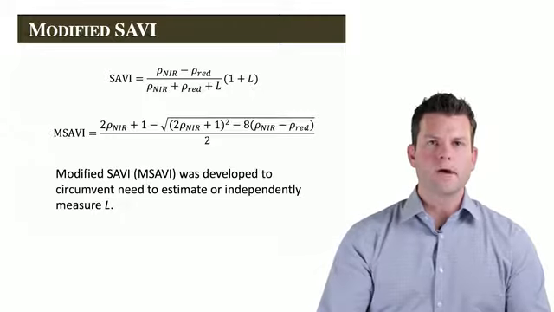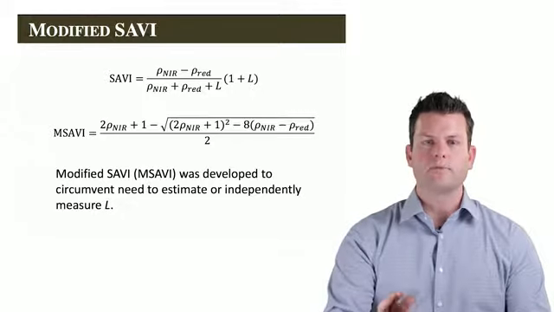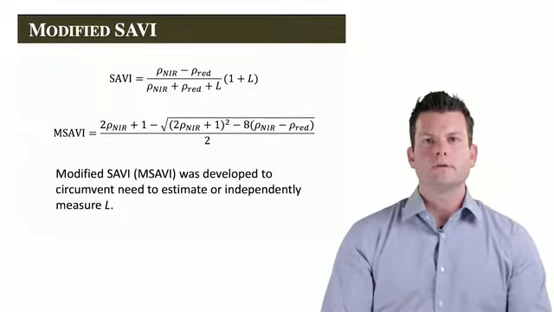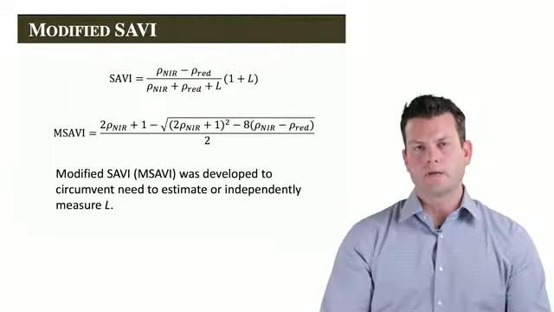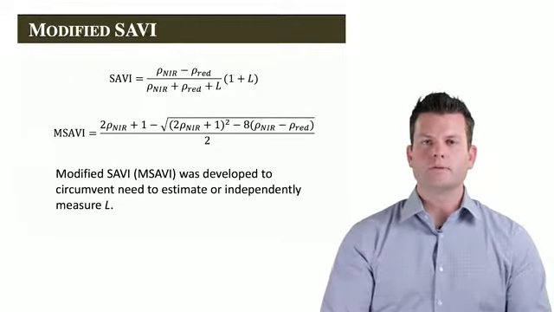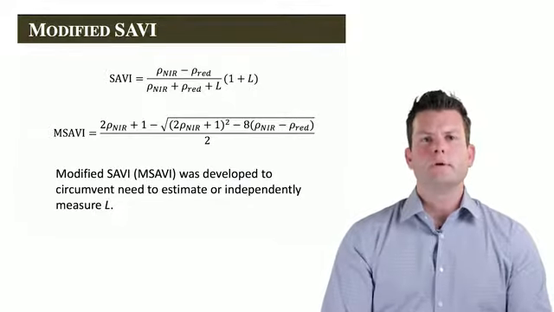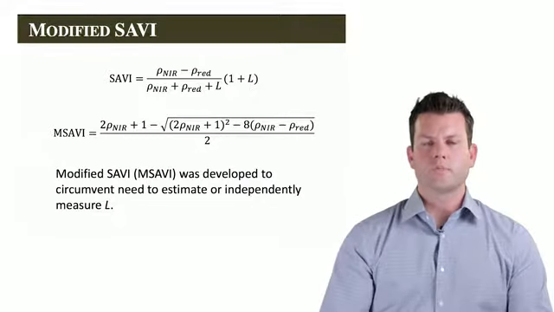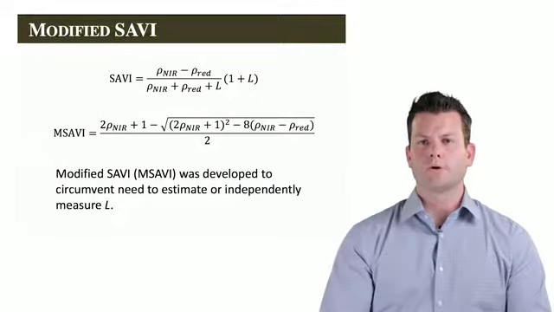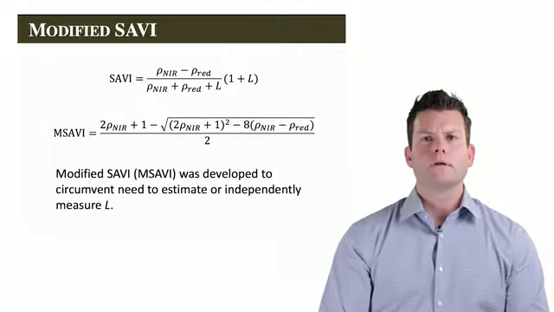And not getting into the math, but he was able to simplify that SAVI equation to where there's no longer a need for the L parameter, and the only inputs that are required are the reflectances in the near infrared and the red. And you can see the equation up on the screen. So this was a pretty significant advance because we no longer have to guess at L. It's actually wrapped into the equation.